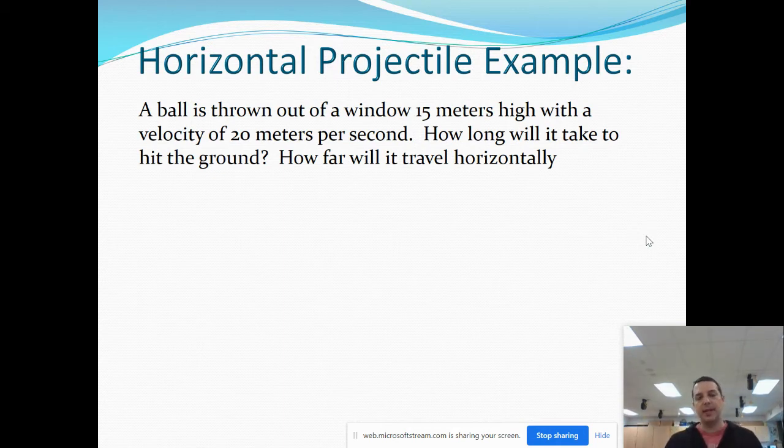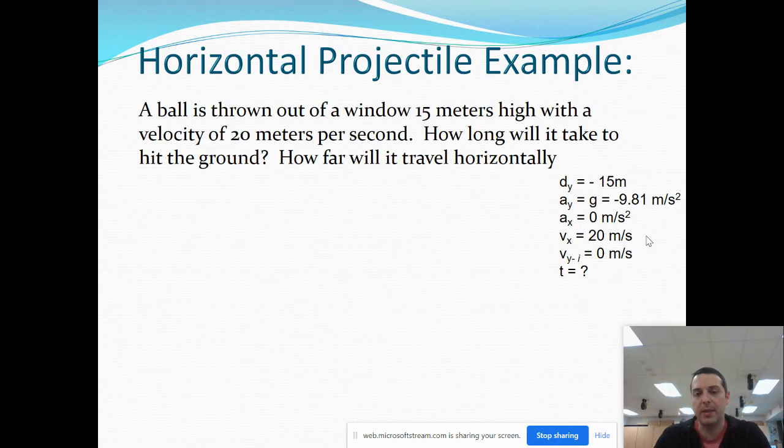Whenever we start a projectile motion problem, the first step that we always do is we determine how long it takes the object to hit the ground. We know that horizontally it's going to be traveling with a constant velocity, but if we don't know how long it's in the air for, we'll never be able to tell how far it's going to travel horizontally while it's falling. So our first step in this problem is to try to figure out how long it takes to hit the ground.